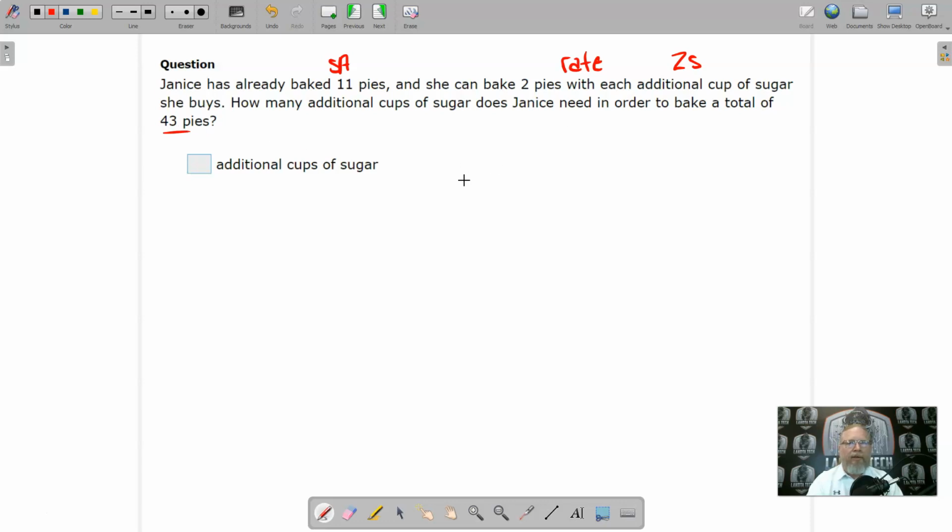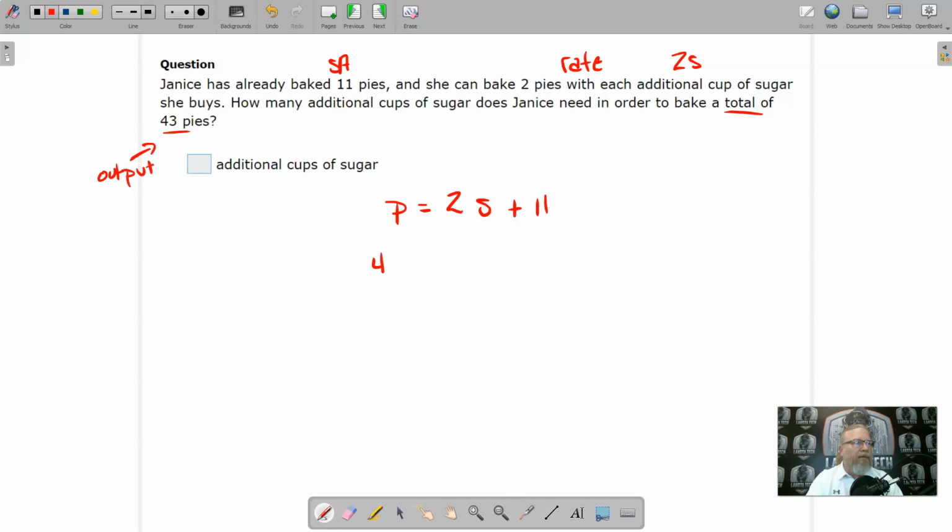So the amount of sugar determines the amount of pies. So we have sugar as our input, pies as our output, and we see our rate up here is going to be 2, and we have a starting amount up here of plus 11. So now we need to see, what are they giving us? Are they giving us an input for us to determine an output, or do we have an output and we're going to determine the input? Because we could go backwards as well. We could have the output and find out what the input was. So they want to know for a total of 43 pies. So this is actually an output here because the number of pies is determined by the amount of sugar.